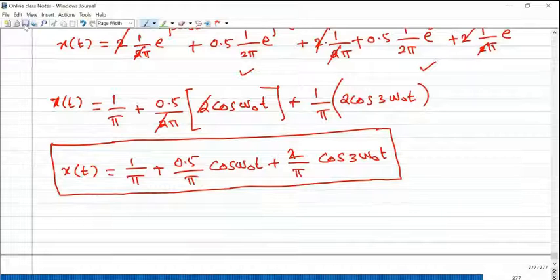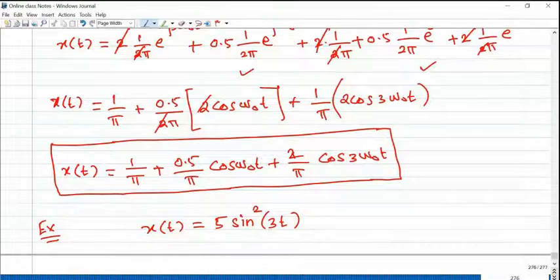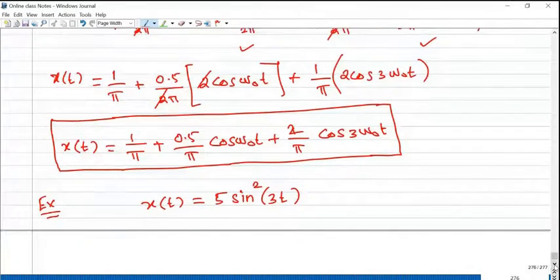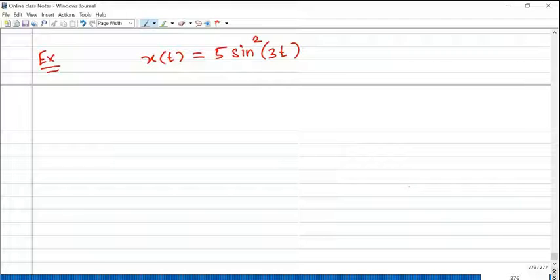Okay. So this is one example for the linearity property. Second example, x(t) = 5 sin²(3t). By looking at this expression in your semester exam, don't think that we have not solved this problem. We have only solved the standard problems like e^(-at)u(t) and so on. If this kind of problem is given, we cannot apply the Fourier transform directly, that is, the integration from minus infinity to infinity of x(t) e^(-jωt) dt.